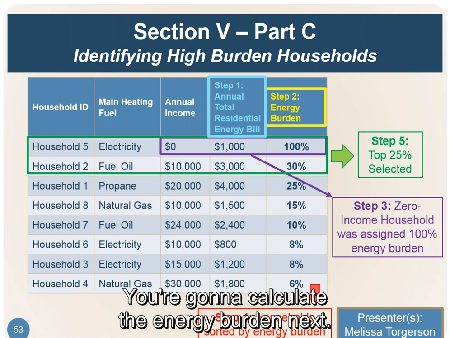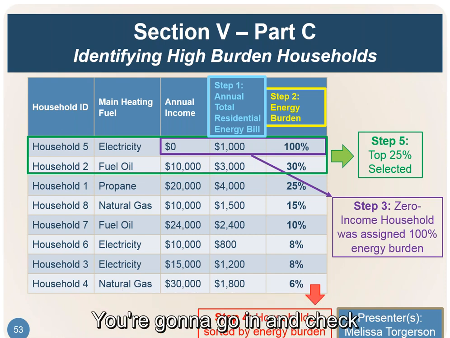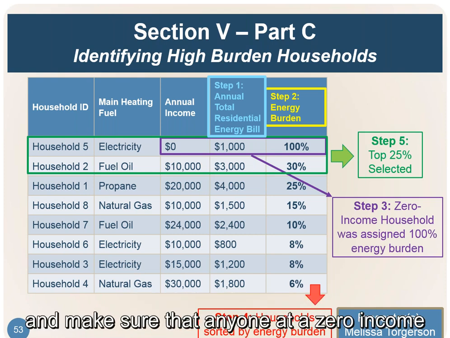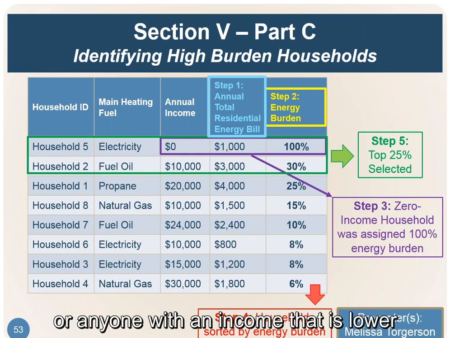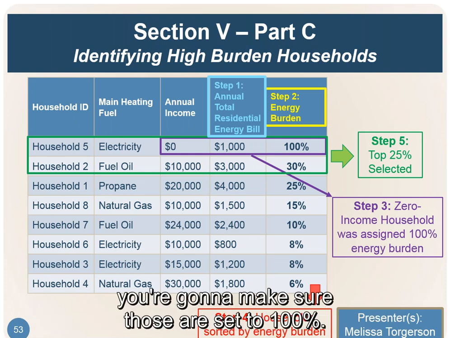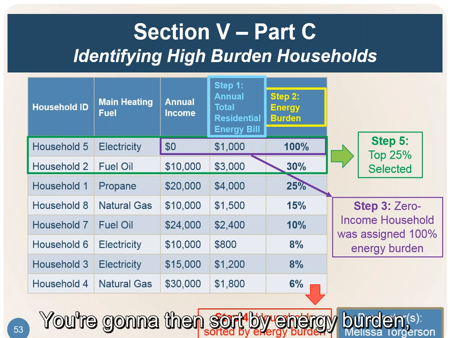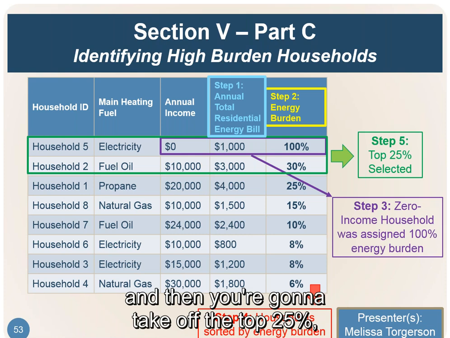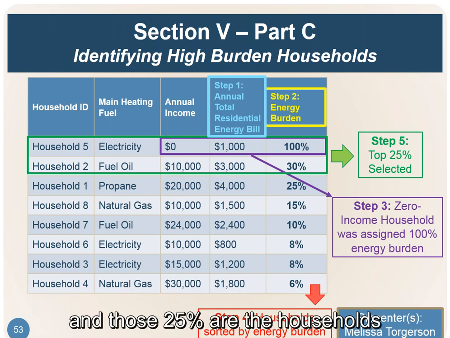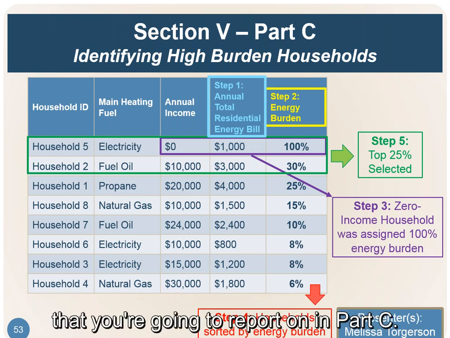You're going to calculate the energy burden next. You're going to go in and make sure that anyone that had a zero income, or anyone with an income that is lower than their energy bill, is set to 100%. You're going to then sort by energy burden, and then you're going to take off the top 25%. And those 25% are the households that you're going to report on in Part C.